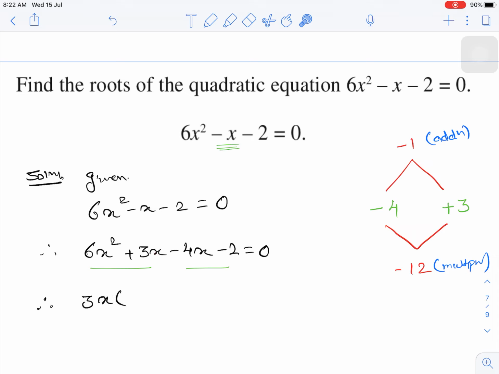Now 3 how much are 6? So 3 2s are 6, and x into what will give you x square? So x into x will give you x square. Now already we have removed its 3x outside, so 3x, now confirm it, 3x into 1 will give you 3x.